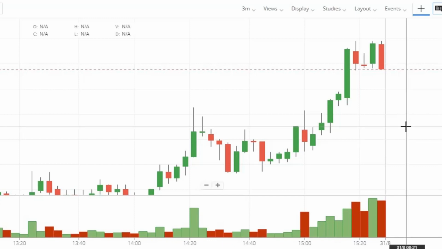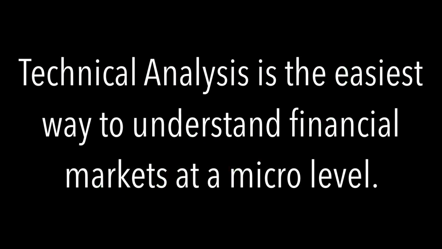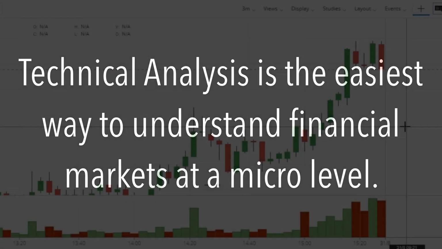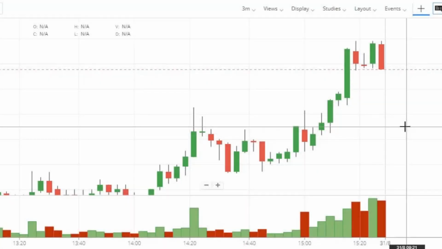Since you got into markets, you must have heard of this term TA or technical analysis a lot. But what does that exactly mean? Well, technical analysis, in my opinion, is the easiest way to understand financial markets at a micro level. Technical analysis is also the way to analyze markets and predict the upcoming price fluctuations of any particular asset, like any stock or commodity like gold or silver, by studying its technical graph.